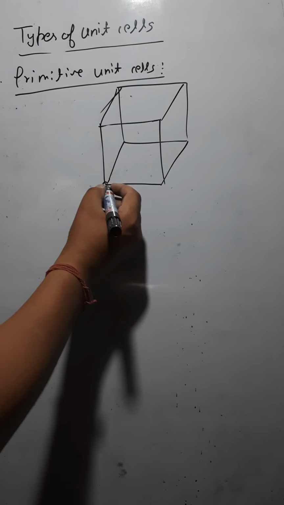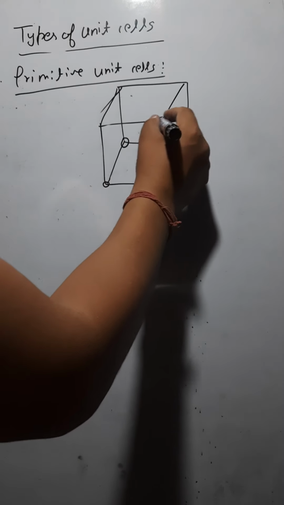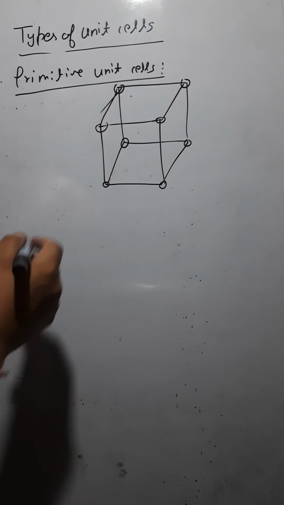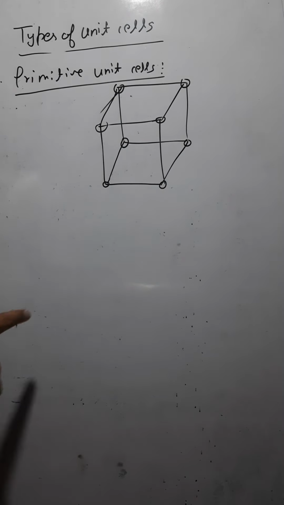So you have the particles at the corners. How many corners are there in total? 8 corners are there, so particles are here at the corners. Are you getting this? If the particles are at the corners only, then you would be calling such cells the primitive unit cells. Getting it or not?